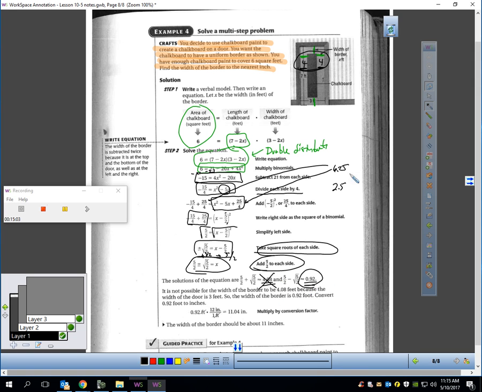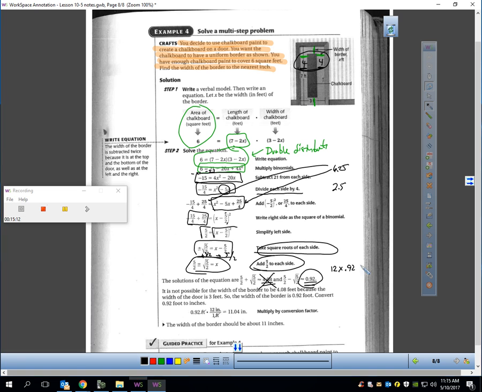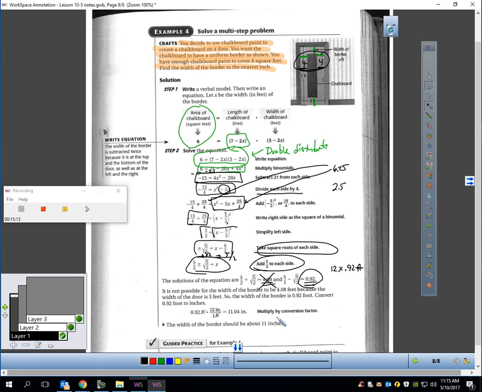So the border could be a little less than 1 foot, okay? So it's about an 11-inch border. If I take 12 times 0.92 feet, that's going to be about an 11-inch border.